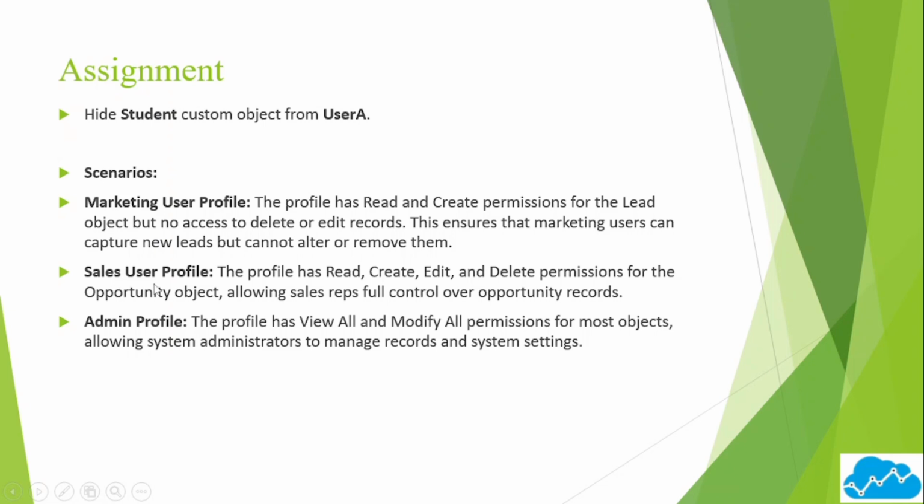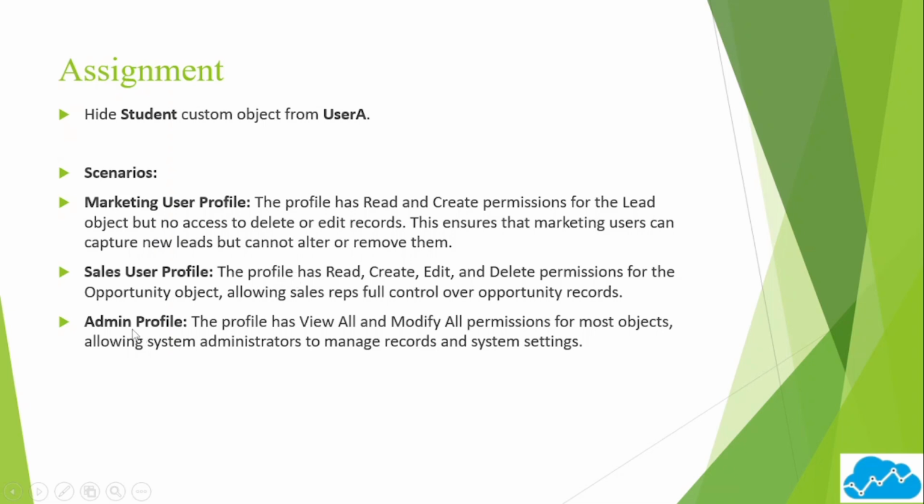Next scenario is the sales user profile. In this profile, read, create, edit and delete permissions are allowed on the opportunity object. Opportunity is a standard object. On that object, for this sales user profile, all the permissions are given here, allowing the sales representative full control over opportunity records. So a sales representative can perform any type of operation by using this sales user profile.